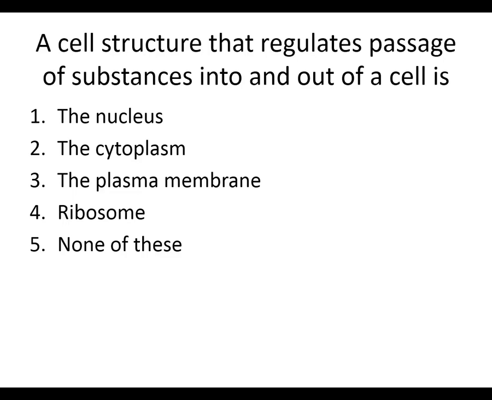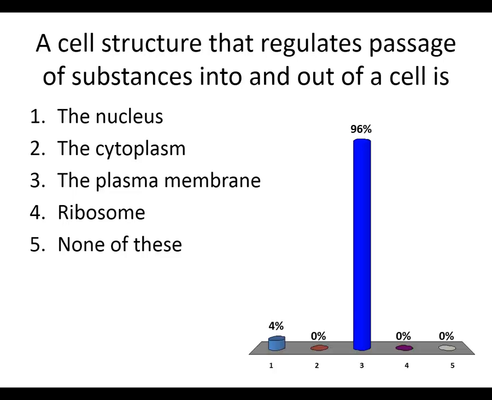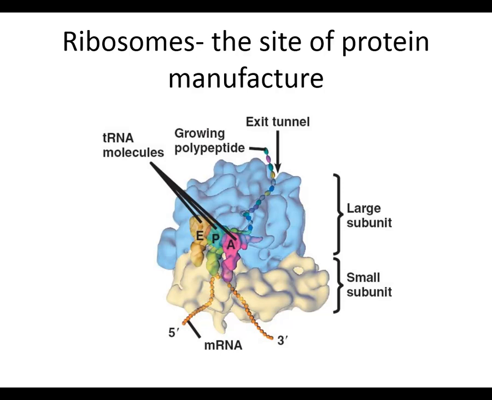Okay, so the structure that regulates passage of substances into and out of a cell is the plasma membrane. Great, okay. Nicely done. So, next topic, ribosomes. They are the site of protein manufacture. Proteins. The blueprint for making proteins, where is that? DNA. The proteins themselves get built at the ribosome, okay?